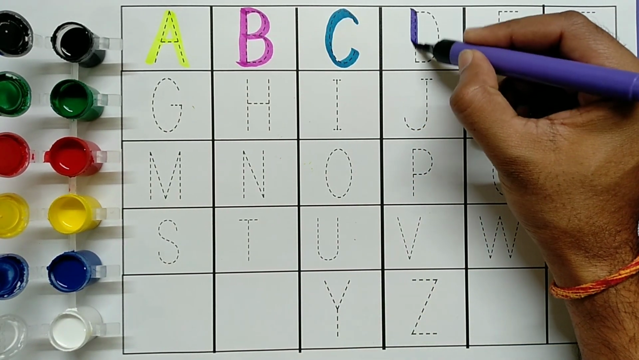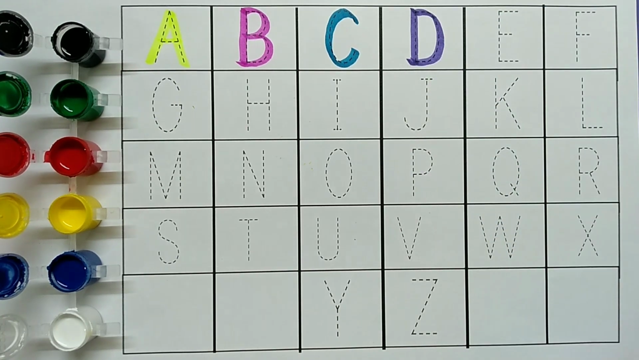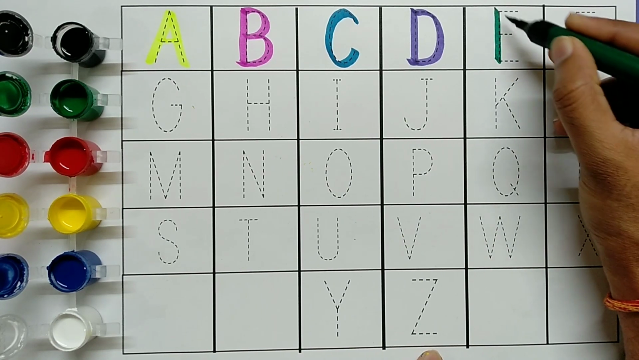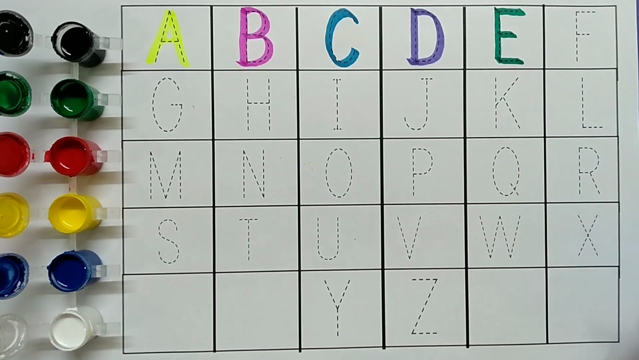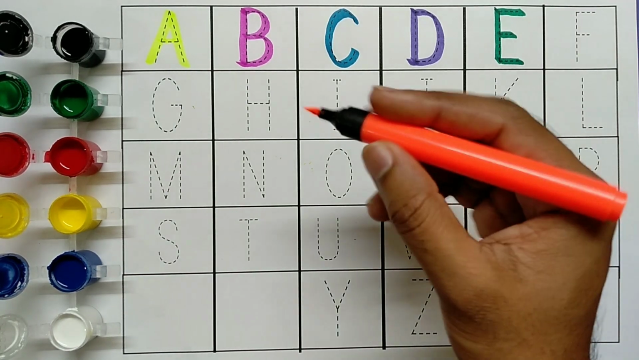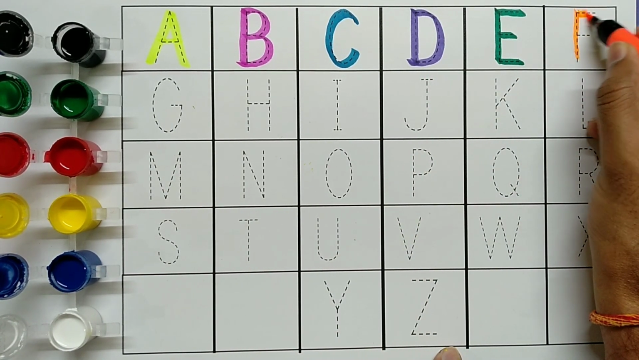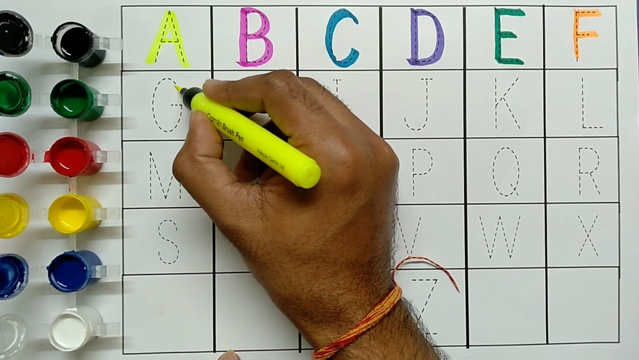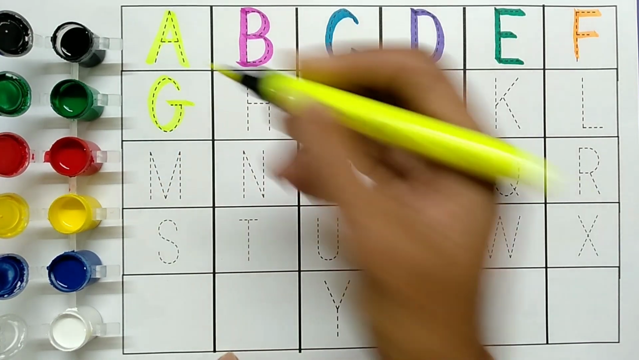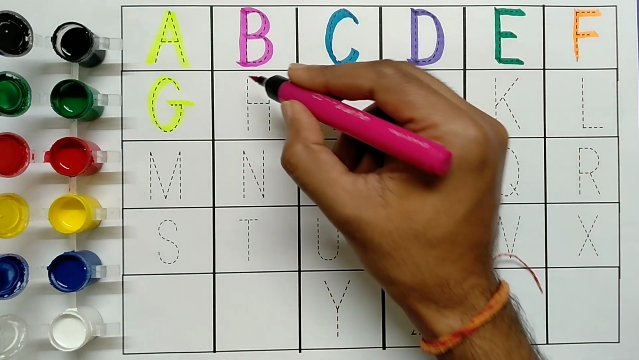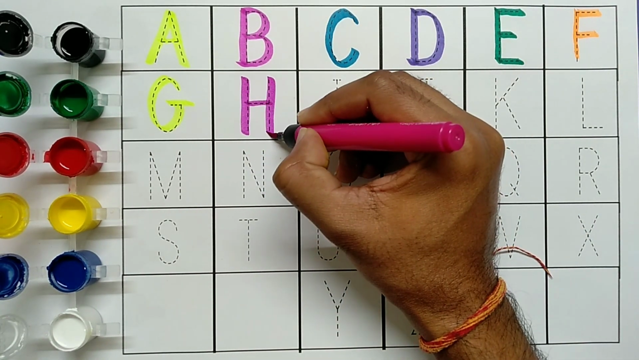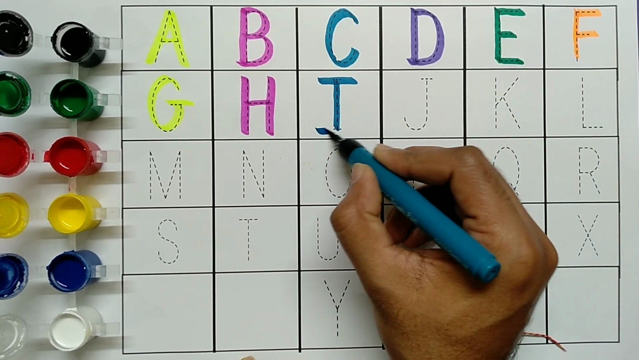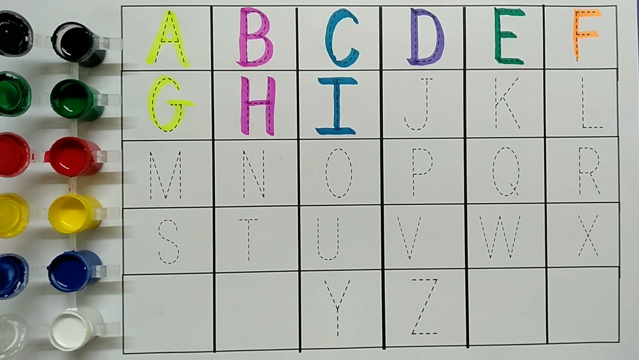Purple color. D, D for dog. Green color. E, E for elephant. Orange color. F, F for fish. G, G for girl. H, H for hen. I, I for ink pot.